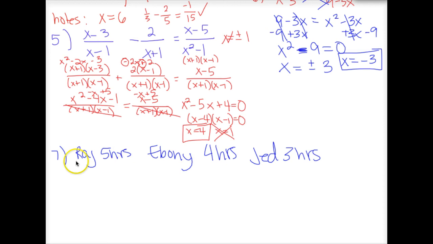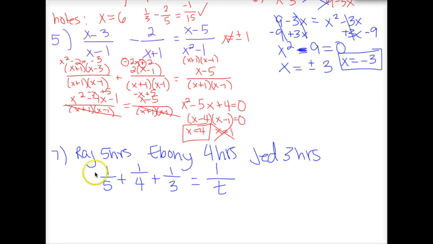So remember that we put everything in terms of what can be done in 1 single hour. If it takes Raj 5 hours to do the whole job, that means 1/5 of the job can be completed by Raj in 1 hour. Ebony can complete 1/4 of the job in an hour, and Jed can complete 1/3 of the job in an hour. Again, we want to know how long it would take them all to do it together. That has to go on the bottom. You can't just put equals t, it's equals 1 over t.